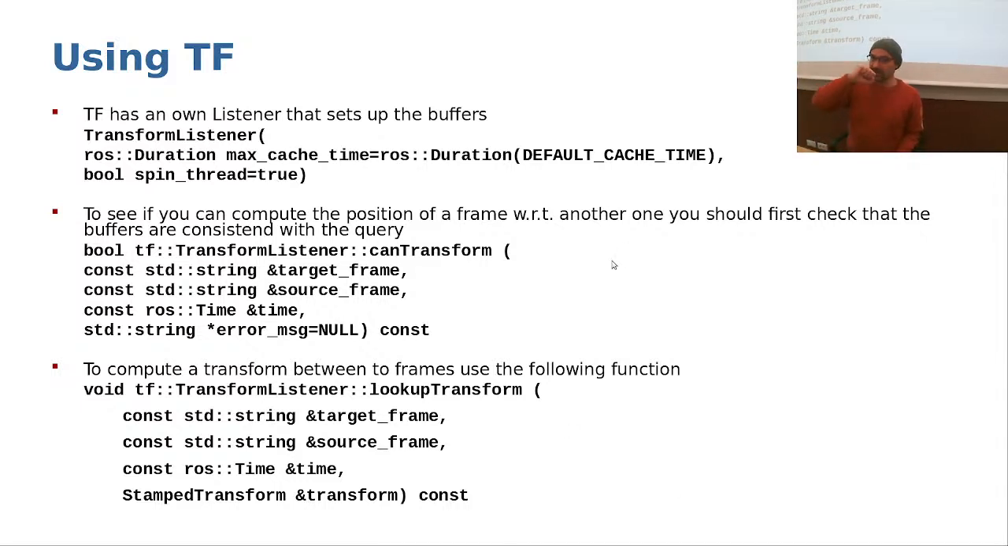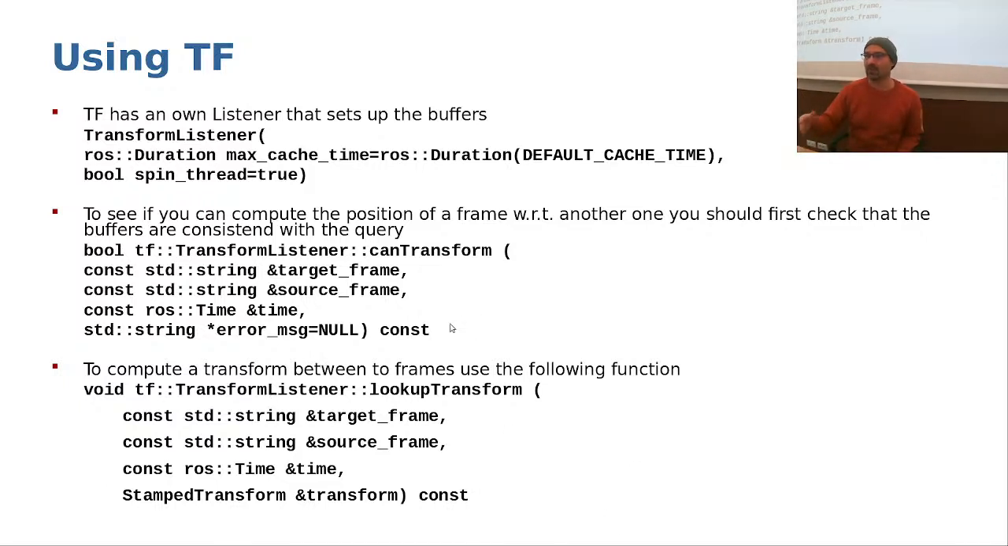Once you have an instance of this object, you can ask, hey, dear listener, can you transfer from this frame to this frame at this time? And then it says yes, fine. If it says no, you can read the error on this string that you potentially pass as a pointer. If you pass a null pointer, it just says no, and then basta. Once you can transform, first ask permission, then you can do the actual lookup.